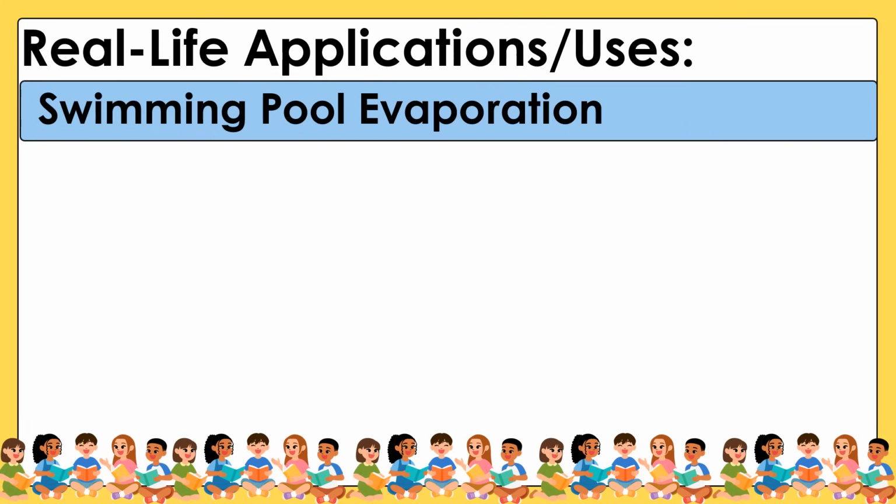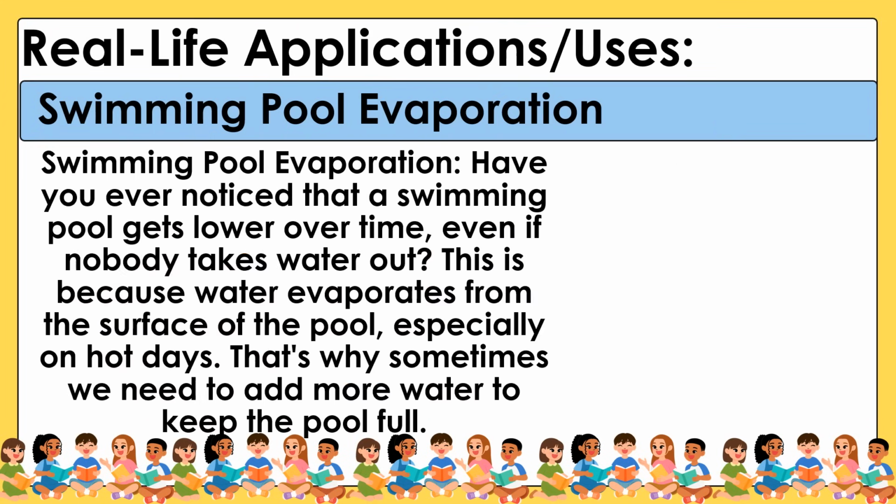Next, we have swimming pool evaporation. Have you ever noticed that a swimming pool gets lower over time, even if nobody takes water out? This is because water evaporates from the surface of the pool, especially on hot days. That's why sometimes we need to add more water to keep the pool full.